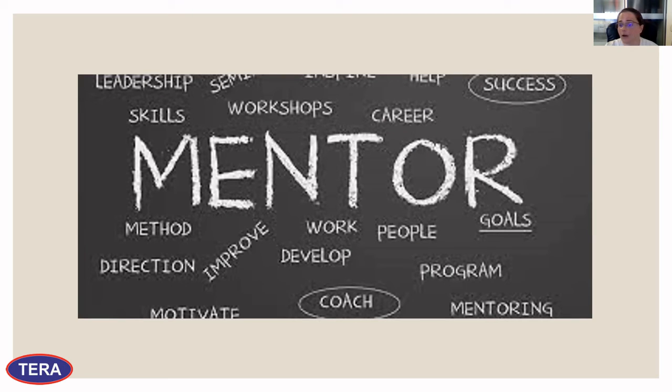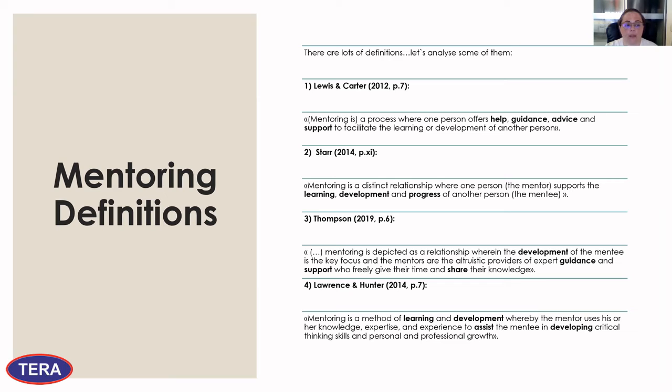Okay. And now we have a second arm. So the first arm, CPD, second arm, mentoring. Now, some definitions of mentoring, there are tons of them, as you can imagine, but I just picked four because I'm writing a PhD on mentoring. So four definitions, very simple. Okay, first one, mentoring, process where one person offers help, guidance, advice and support to facilitate the learning or development of another person. Isn't it what all teachers should do?